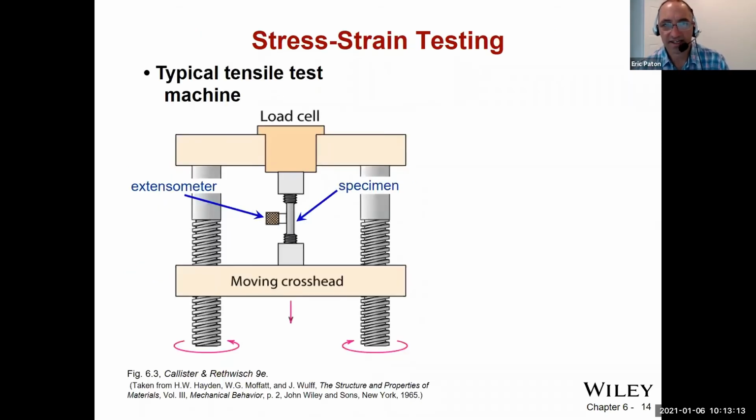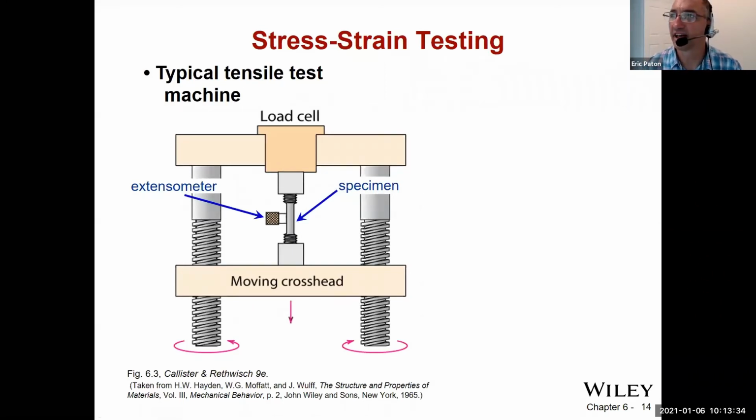The stress-strain testing is done in what's called a tensile testing machine. The one that we have here at Cal Poly is made by a manufacturer called Instron. It has a load cell up above, which measures the force. And I think it goes up to like 80 kilonewtons for the one that we have. Then there is the moving crosshead, and this goes down and pulls on the material at a very slow rate. This is called a quasi-static test.